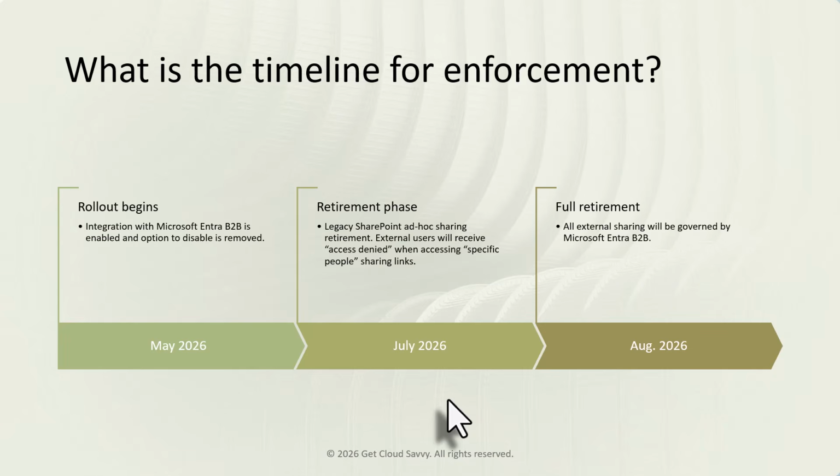But just imagine your customer or your users have something that they've shared with somebody externally, and they're actively collaborating, and then all of a sudden in July, that collaboration mechanism stops working for those external users. Okay, so we've got to think about how to prepare for that. And then full retirement is in August of 2026.